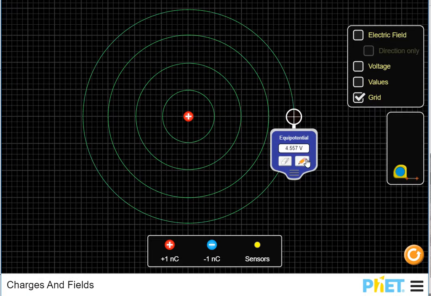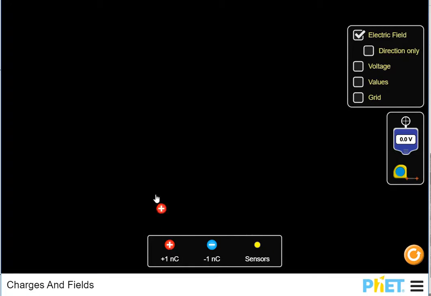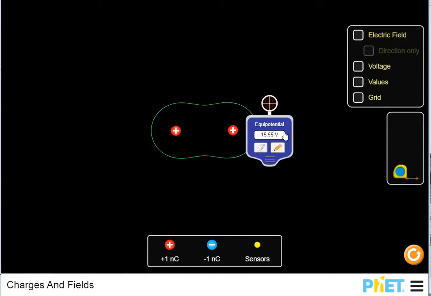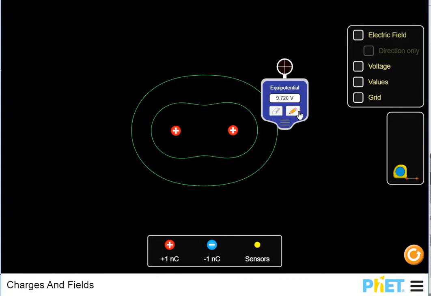So the reason why gravitation was very easy is because we have these concentric circles, these perfect circles of equipotential around it. But because we have point charges, it gets a little more complicated. So for example, if I now place 2 positive charges and I now take my sensor, we get values of different equipotential.